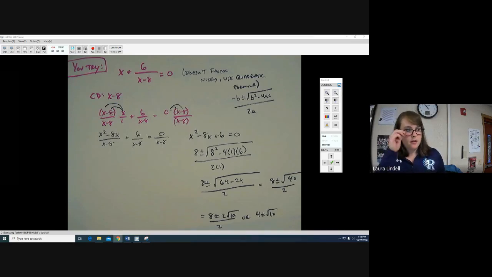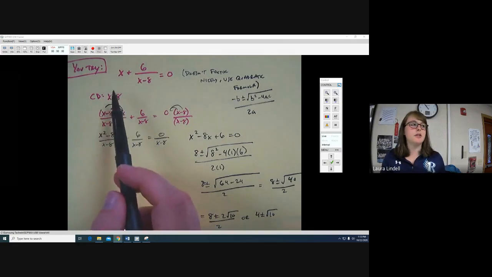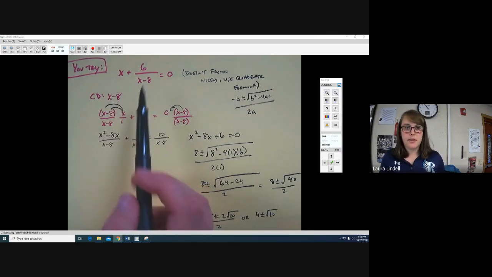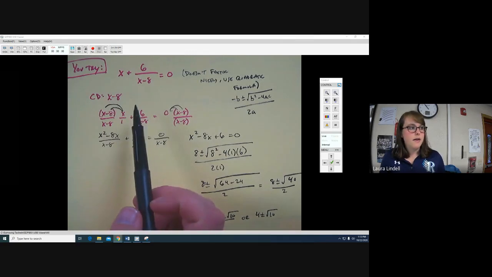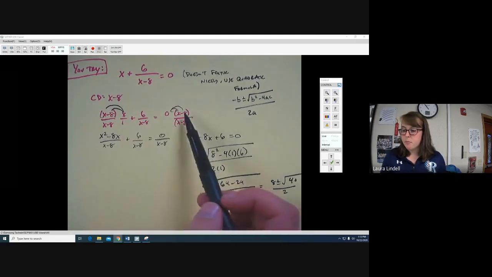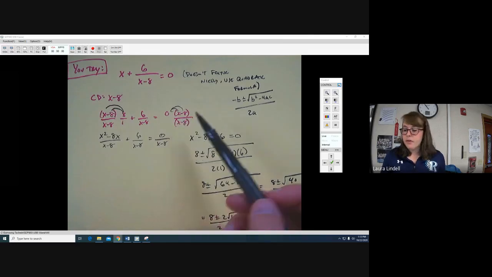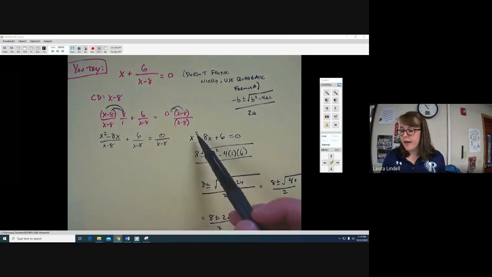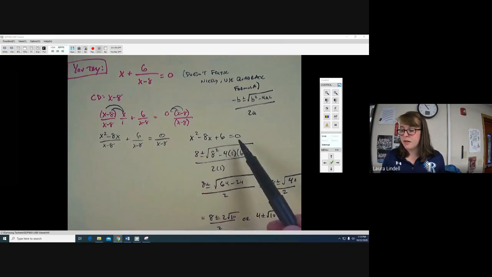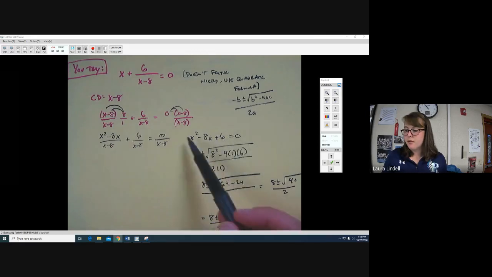Okay. So for this one, here's how I did it. We chose the common denominator of x minus 8, since that's the only thing with a denominator anyway. Then I multiply by x minus 8 on the top and the bottom for x over 1. Multiply it by 0, but anything times 0 is 0 anyway. So we get rid of our denominator and we get x squared minus 8x plus 6 equals 0, but that does not factor nicely. So then we use the quadratic formula, where negative 8 is b, 6 is c, and a is 1.